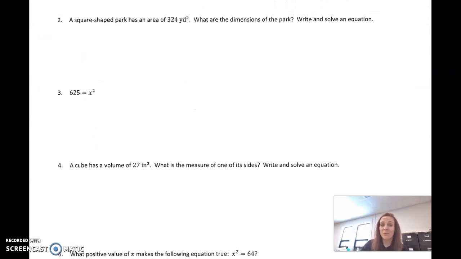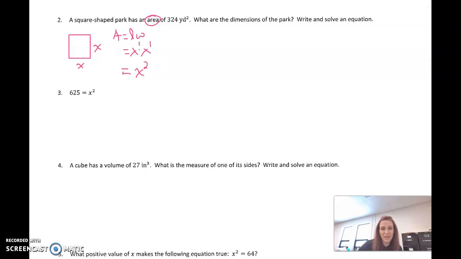Now notice this one's more of a word problem. It says a square-shaped park. A square-shaped park. So square means all the sides are the same. So I know that this side here and this side here are both the same number. So I'm going to use x. You can use whatever you want. And it's giving us the area. Well, remember, the area formula is length times width, or in this case, x times x. When you have two x's to go to the first power, that's x squared.